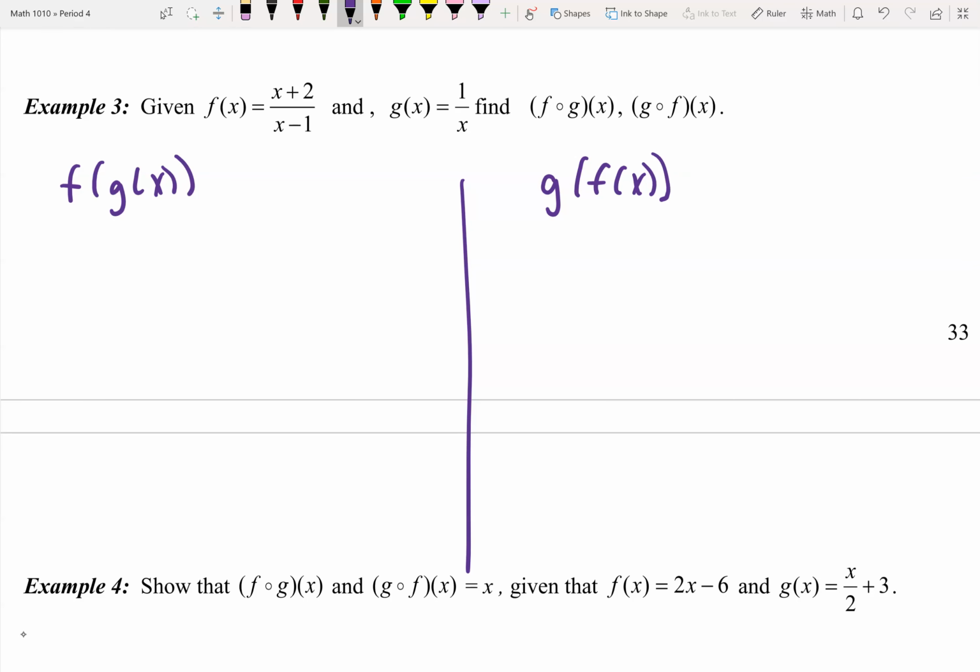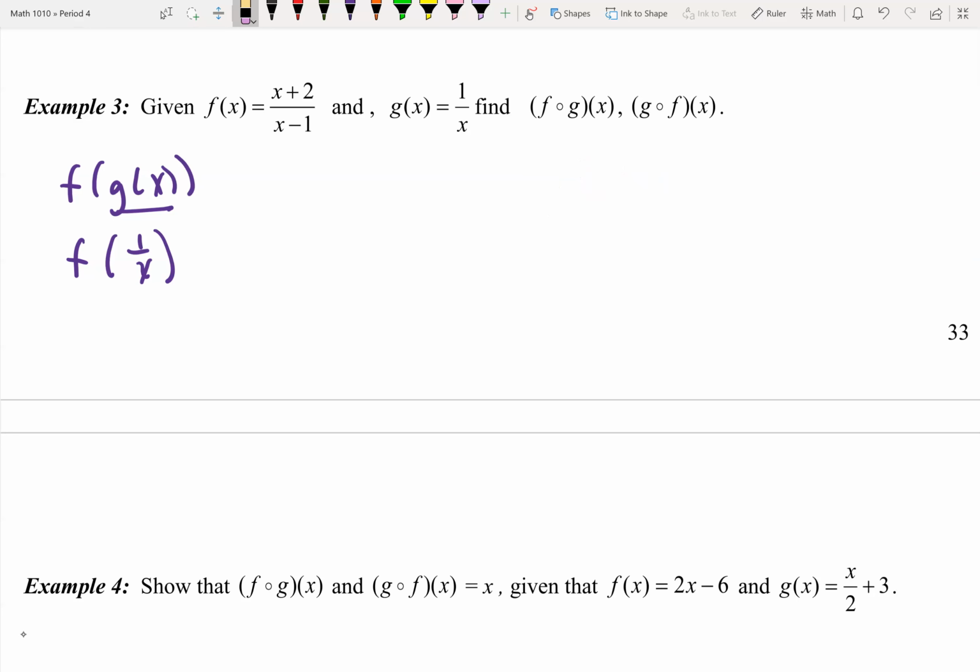We do a lot of these yucky kind of fractions in 1050, just so you guys know, okay? So take this g of x and replace it with what g of x is. So it's f of 1 over x. The first one takes more room, so I'm just going to wait to write that other one because I'm going to need more room than what I gave myself.